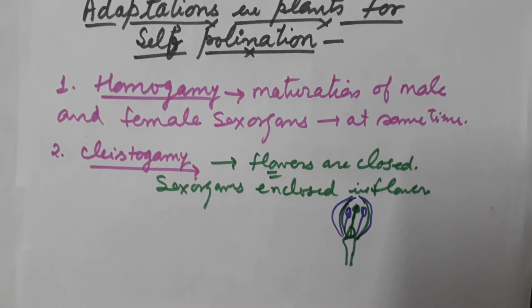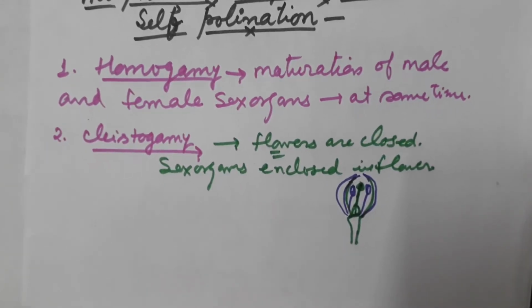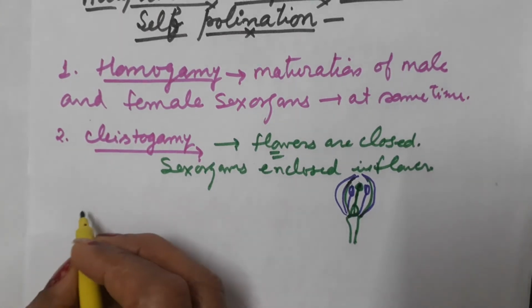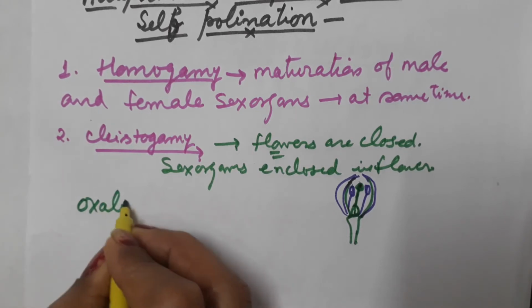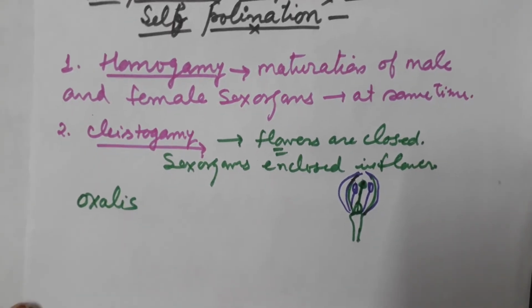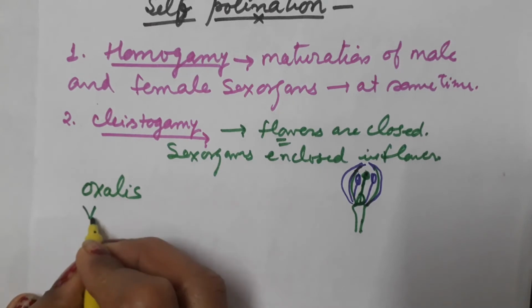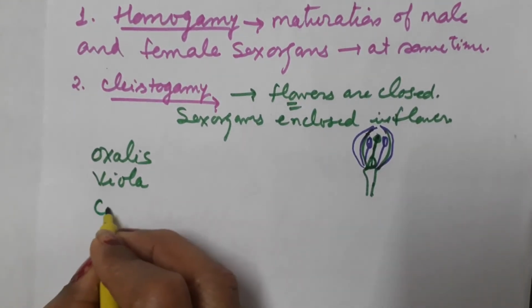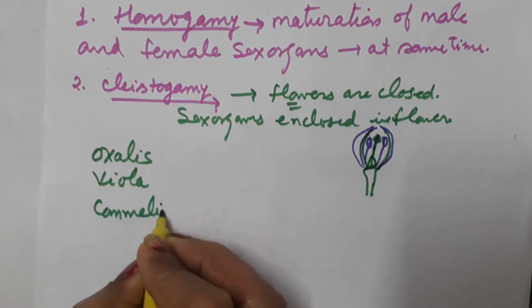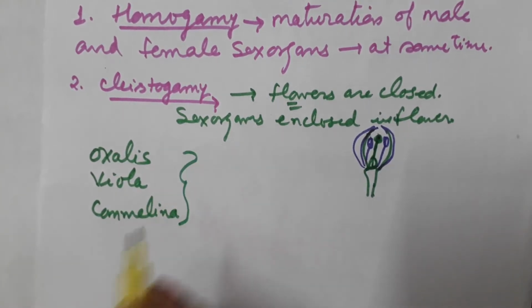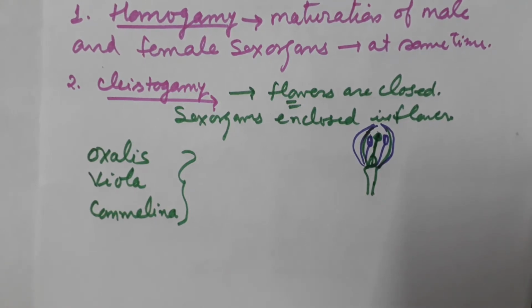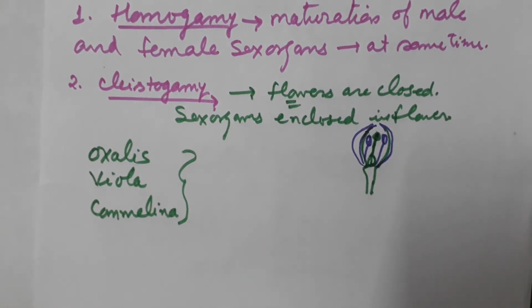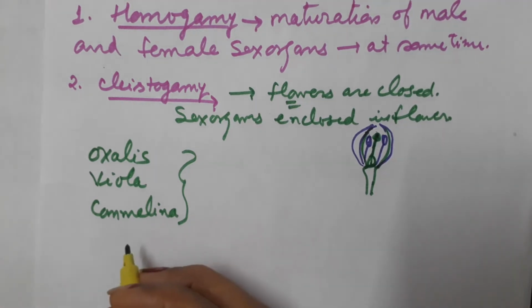There are 3 plants. The names of the plants are Oxalis, the second plant is Viola, and the third plant is Commelina. In all these 3 types of plants, 2 types of flowers are present.